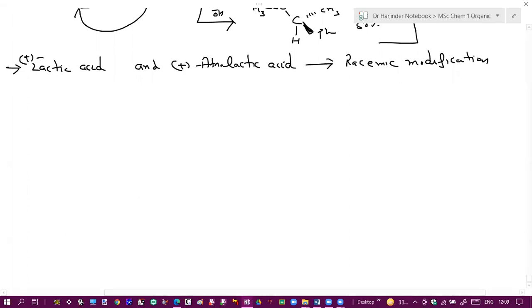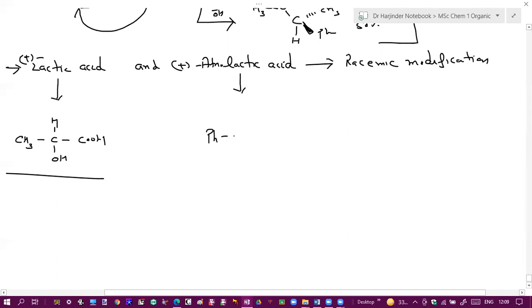What is lactic acid? 2-hydroxypropanoic acid. OH. This is lactic acid, and when phenyl is present in place of methyl, that is called heterolactic acid. So how will you convert them into the racemic modification?